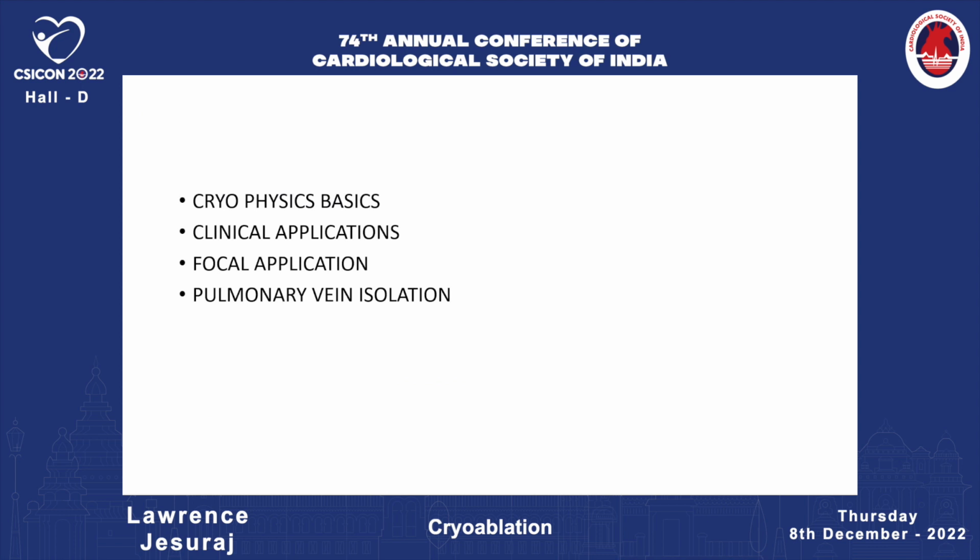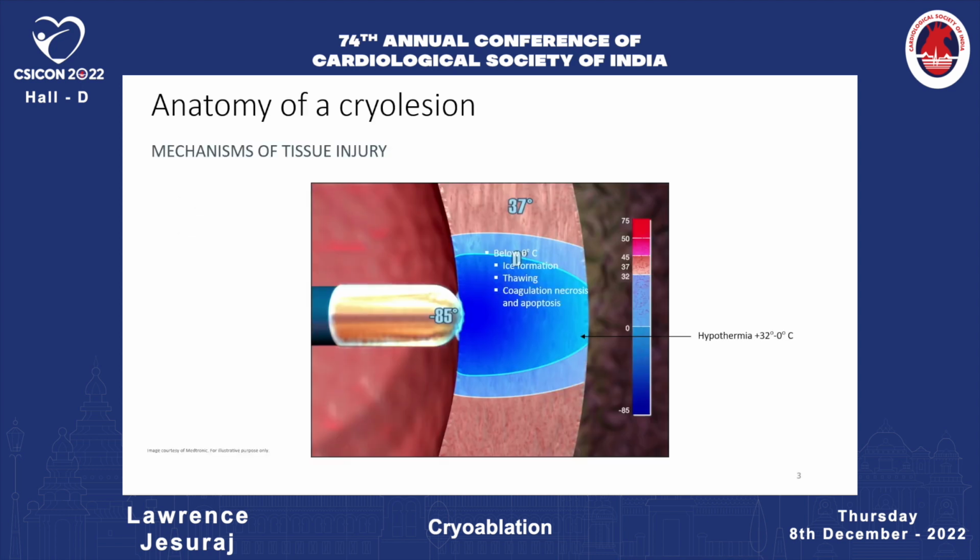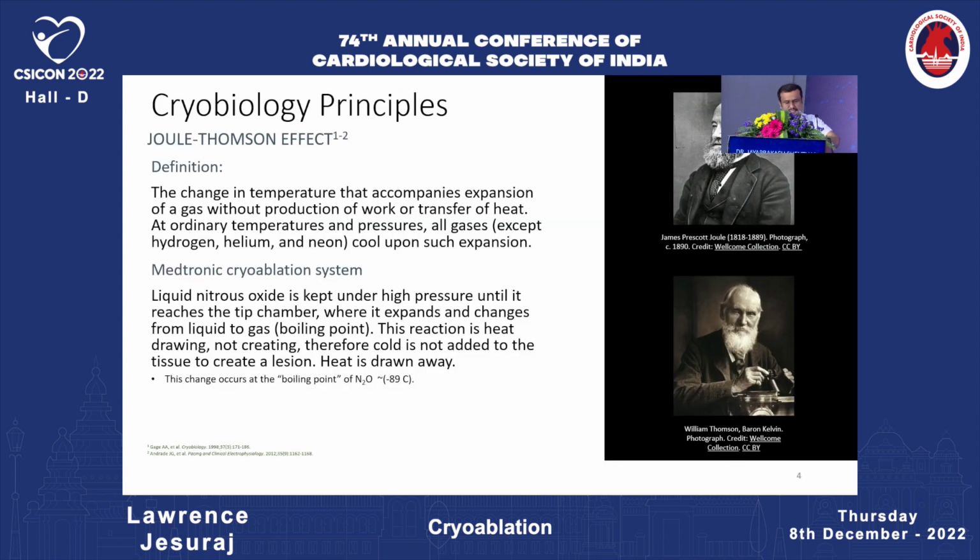I'll talk a little bit on cryophysics basics, clinical applications, something about focal applications of cryo, and larger usage of cryo, which is in pulmonary vein isolation. Cryo lesions are formed by ice formation and reheating, that's thawing, which ultimately leads to coagulation, necrosis, and apoptosis. When you reach sub-minus temperatures, you tend to create ice formation. When you reheat, you ultimately end up creating coagulation, necrosis, and apoptosis.